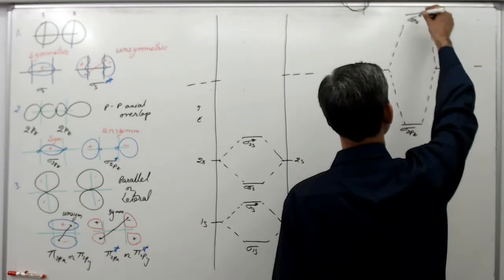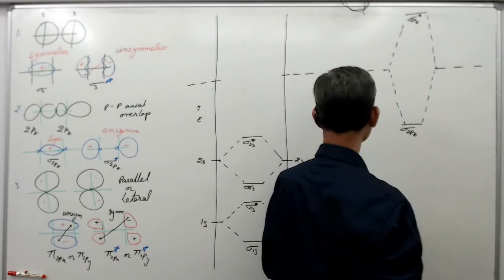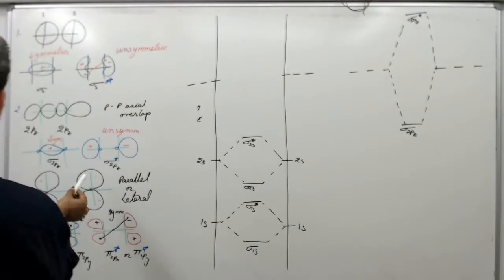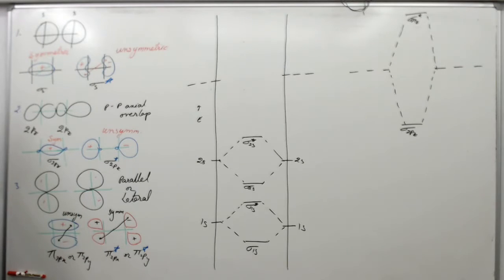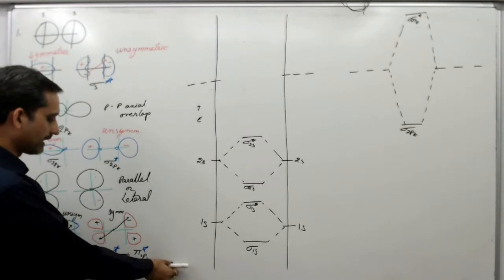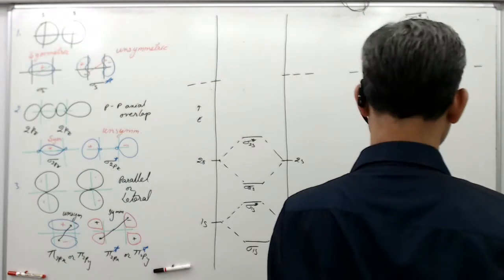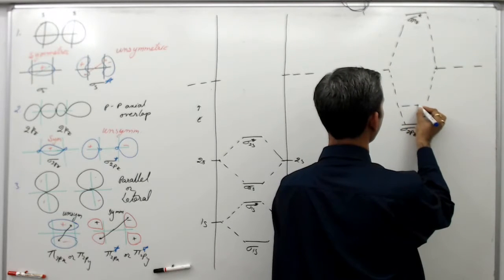So that's what we have as sigma 2pz. Now, when we talk about the pi orbitals, the overlap region is quite small. Here, this is the only overlap region. This is the only overlap region. Since the overlap region is small, therefore the rise and the fall in the pi orbitals is also going to be small. Here, these are going to be the two pi orbitals.